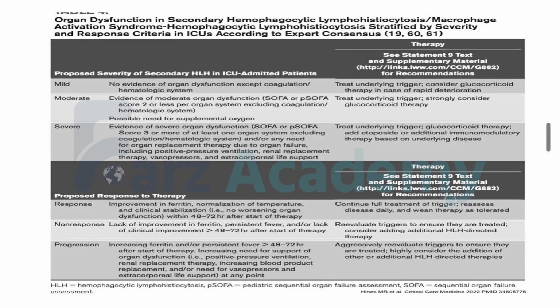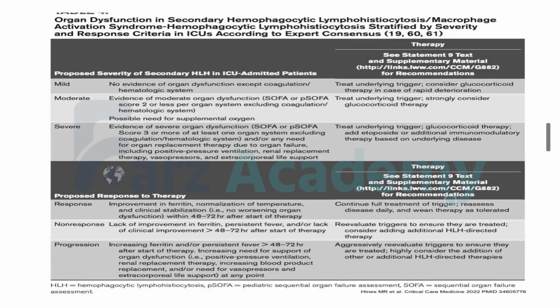In that, along with glucocorticoids, you have to add other immunomodulatory or immunosuppressants like etoposide, or if it is a rheumatological condition, then cyclophosphamide, otherwise anakinra. Proposed response to therapy: when patients improve, there is an improvement in ferritin or normalization of temperature, clinical status like organ dysfunction is getting better within 2 to 3 days of starting the therapy, then you call the patient responsive.